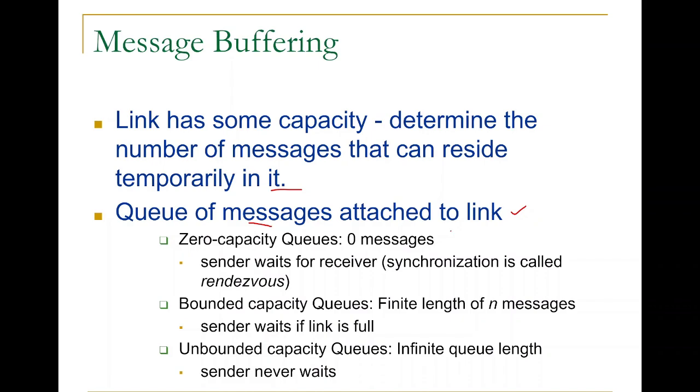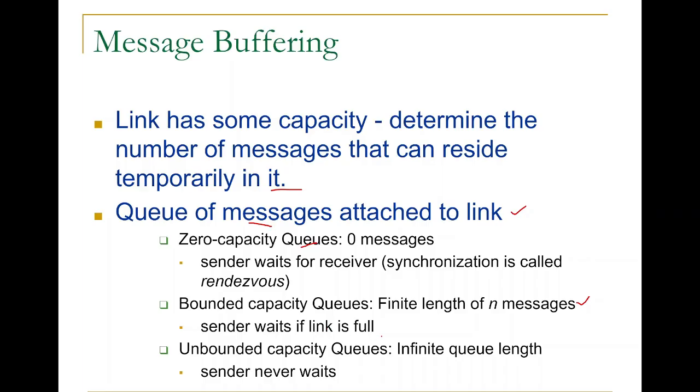So the sender waits for the receiver, which means we're talking about the situation where the queue of messages is attached to a link. Let's say the queue has nothing, no message at all. So we call it zero capacity queues. Then bounded capacity queues: you have a finite length of n messages. That means the sender waits if the link is full.